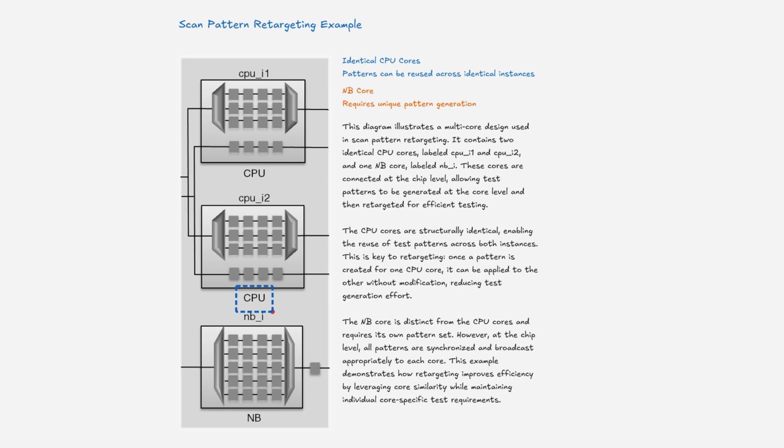Once a pattern is created for one CPU core, it can be applied to the other without modification, reducing test generation effort. The NB core is distinct from the CPU cores and requires its own pattern set. However, at the chip level, all patterns are synchronized and broadcast appropriately to each core. This example demonstrates how retargeting improves efficiency by leveraging core similarity while maintaining individual core-specific test requirements.